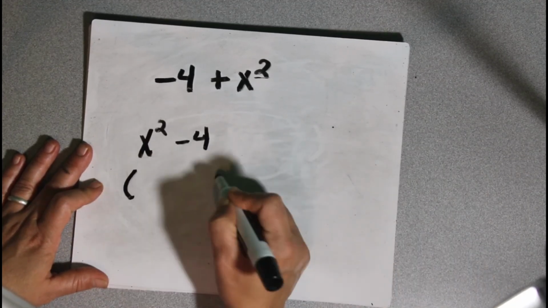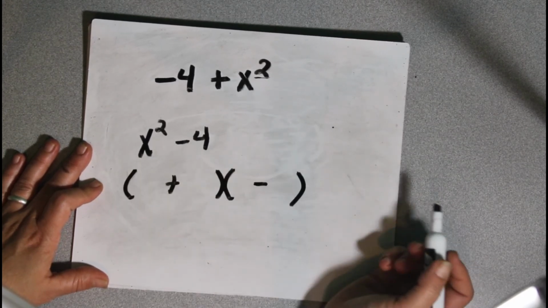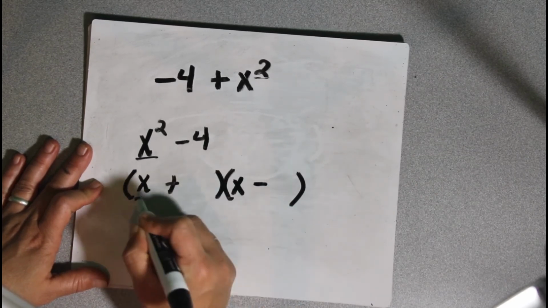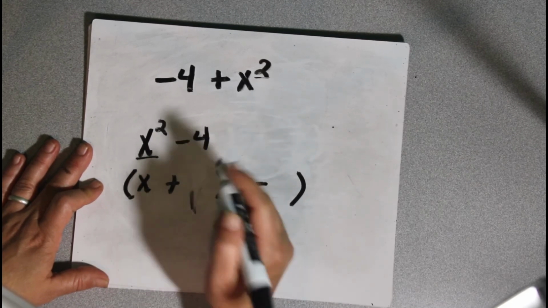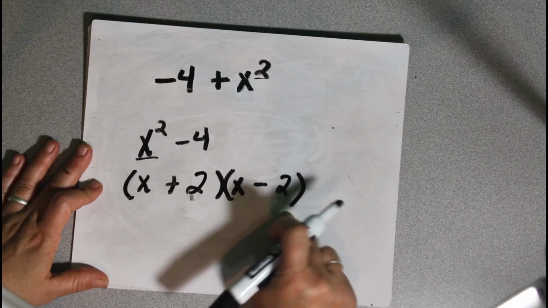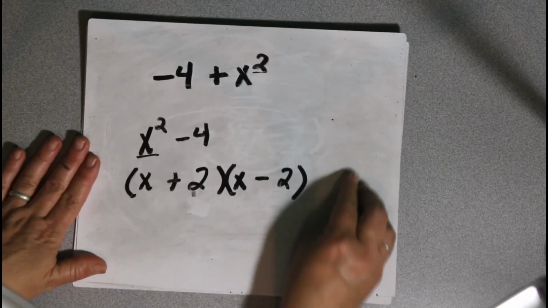So I'm going to draw both my parentheses. And I know I'm going to have a plus and a minus. And the square root of x squared would be x. So put an x because x times x makes x squared. And then the square root of 4 is 2. So put a 2 in both of those because 2 times 2 is 4. They're actually pretty simple. They're easier than the other kind.